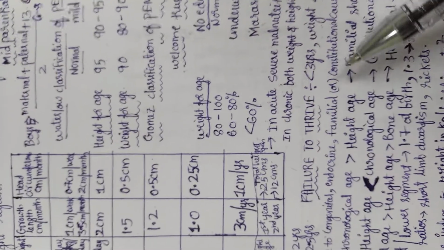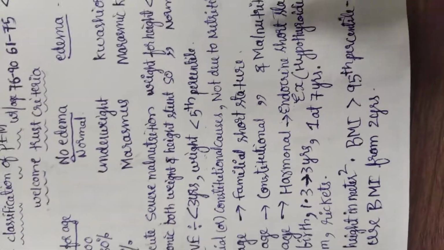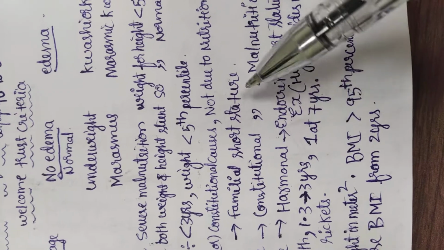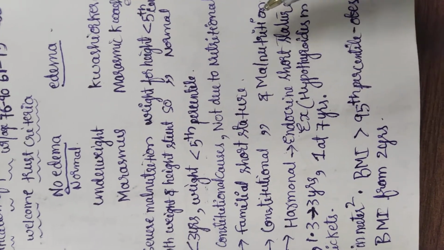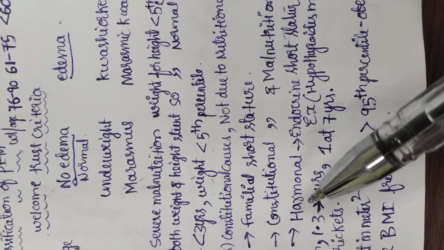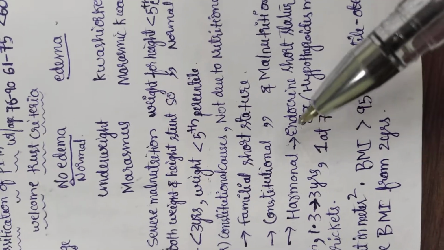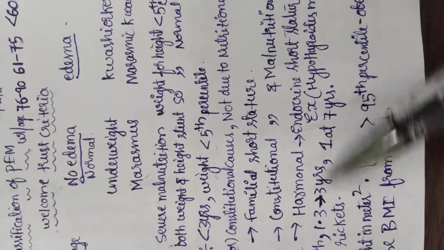Stunting is not due to nutritional causes. It is due to congenital, endocrine, familial and constitutional causes. Short stature can be divided into four types: familial short stature, constitutional short stature, short stature due to malnourishment, and short stature due to hormonal causes. How will you define these four types of short stature?